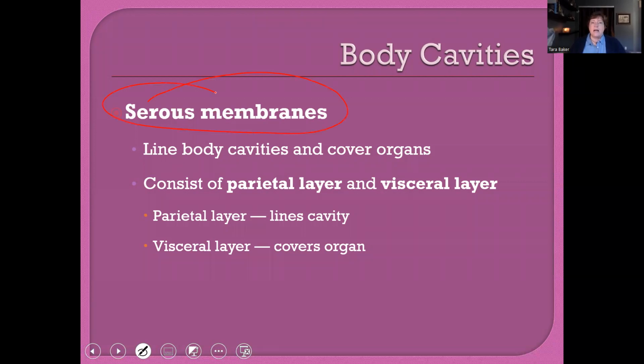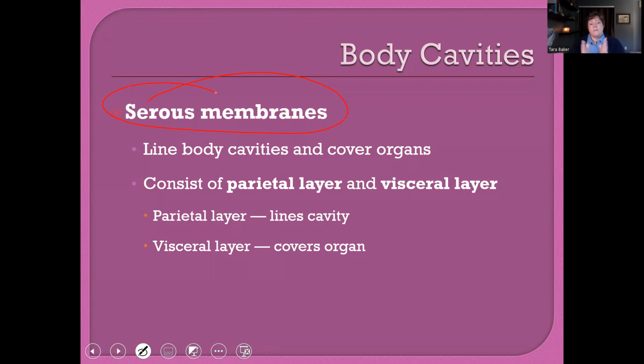Serous membranes are going to line the body cavity and cover the organ. So they're going to wrap the organs really tight, and then there's going to be a space filled with fluid, and then there's going to be the outside serous membrane that actually makes the cavity. All of these are like balloons. So I want you to think of a baggie that's half filled with water.